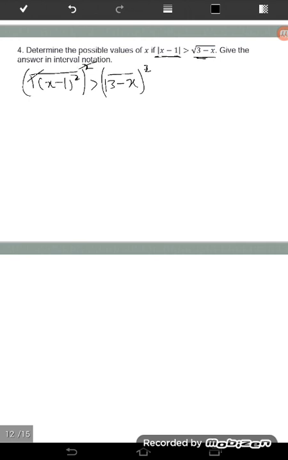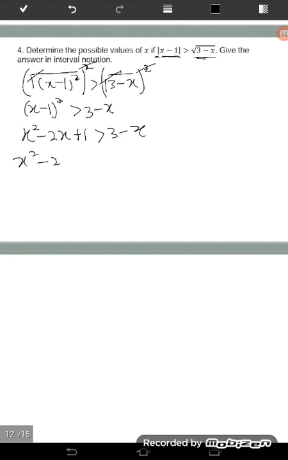Okay, so square root and square cancel, this one also same, square root and square cancel, so you only have x minus 1 square greater than 3 minus x. Okay, so expand x power of 2, so x square, negative 1 times 2, negative 2, negative 2 times x, negative 2x. And then negative 1 square positive 1 greater than 3 minus x. Okay, so next simplify. So you will have x square minus 2x. So this one bring to the left. Negative x become positive x plus 1.